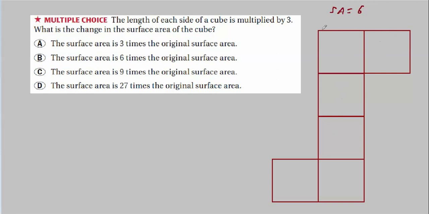Now, if we multiply these by 3, what do we get? We get 3 by 3 here, 3 by 3 here. So each of these is going to now have an area of 9, 9, 9, 9, and there's 6 of them. So we get 6 times 9. Well, that's our original surface area times 9.